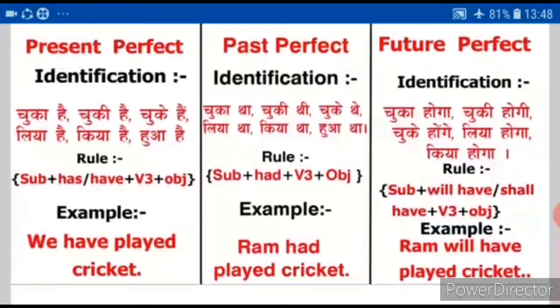Students, present perfect's identification is चुका है, चुकी है, चुके हैं, लिया है, किया है, हुआ है, and its rule is subject plus has or have plus third form of verb plus object. And for its example, we have played cricket.